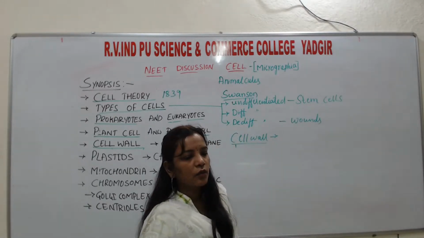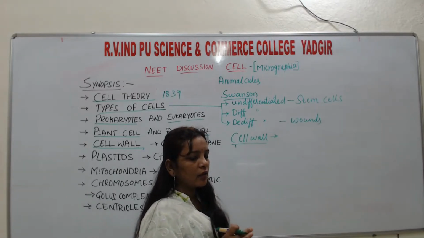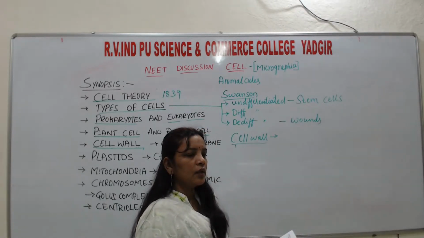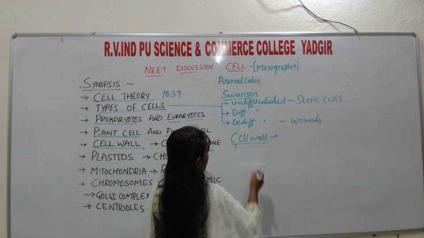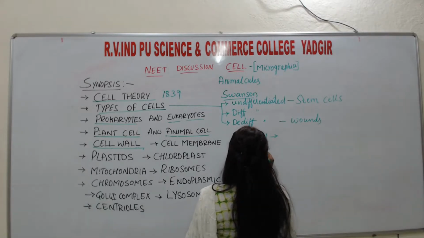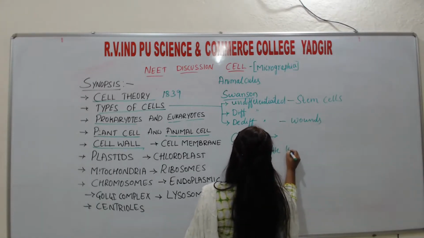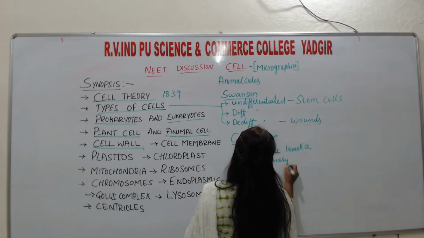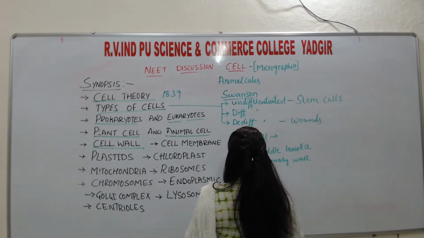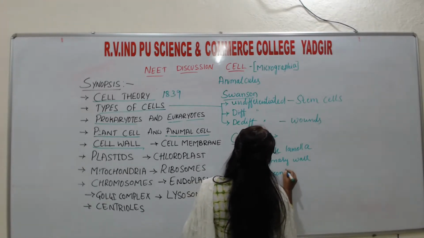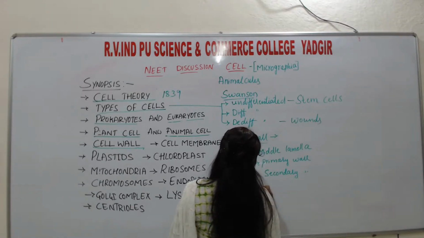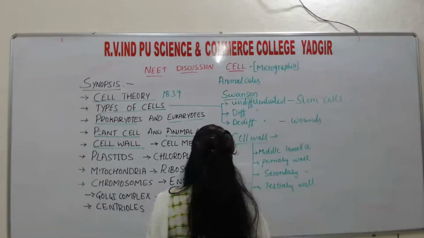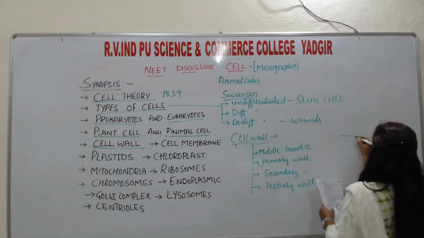Don't think the cell wall is present only in plants. They are also present in fungi, in protista, and also in bacteria and cyanobacteria. Now, what type of layers do these have? They are made up of the layers: middle lamella, primary wall, secondary wall, tertiary wall. Okay, so somewhat the cell wall structure, if you take, will be in this way.